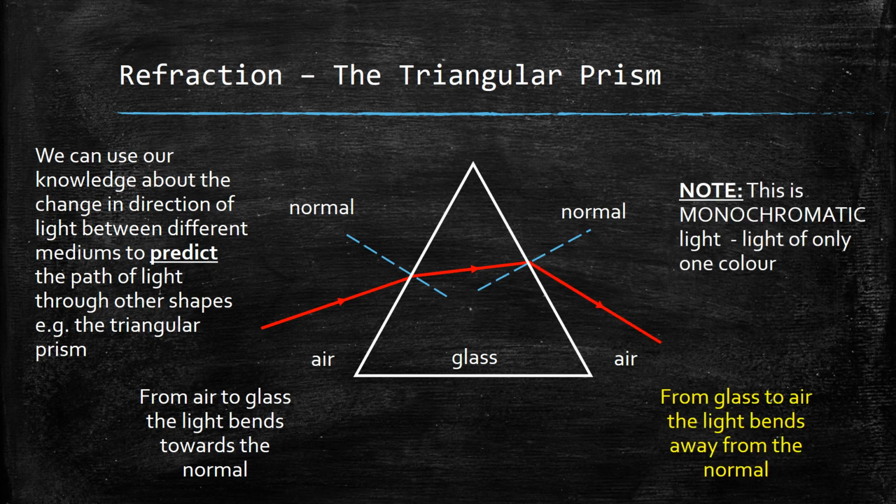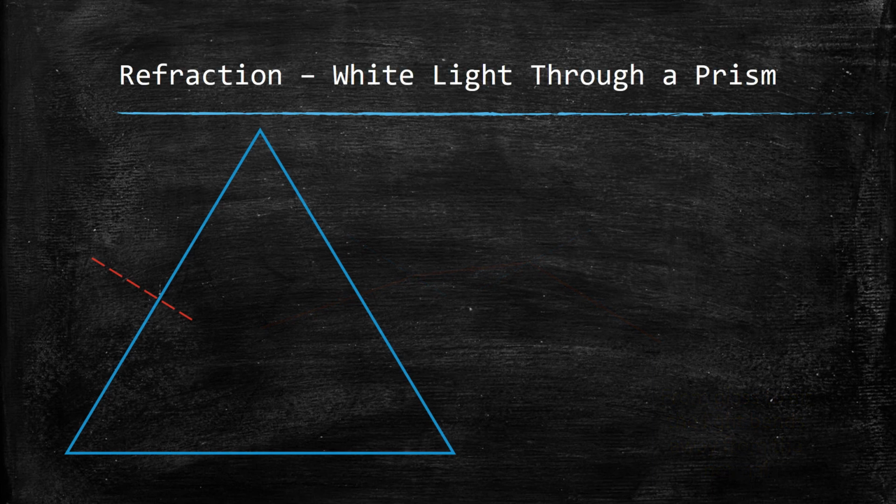We should note that this is monochromatic light, that is light of only one color. And as we'll see in the next slide, white light behaves a little differently. When white light enters the boundary between glass and air, it starts to split into its component colors: red, orange, yellow, green, blue, indigo, and violet, and then continue to split as it's refracted out of the prism.